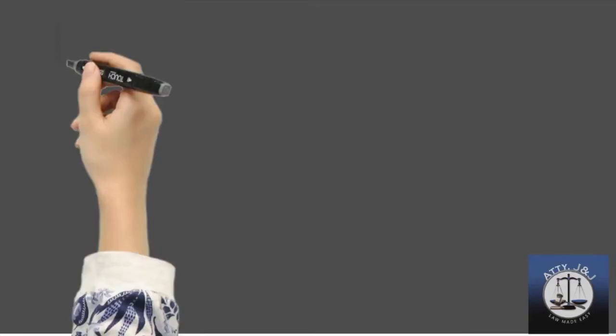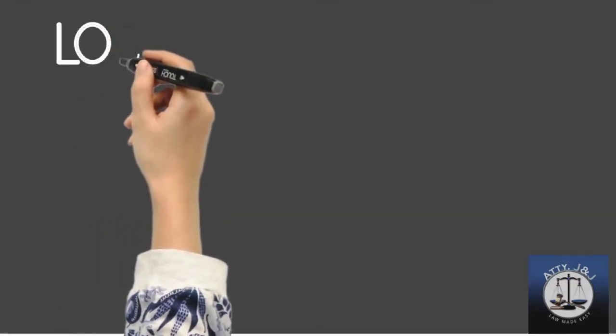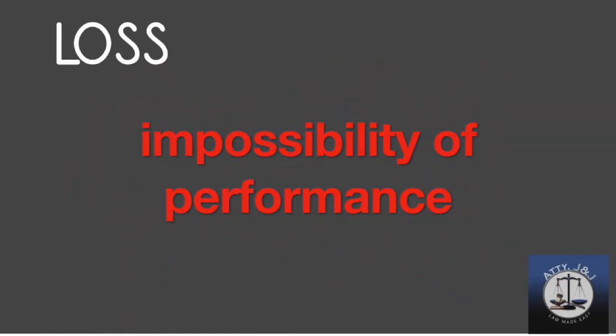Bago natin i-discuss ang Article 1262, klaruhin lang natin para naman on the same page tayo, okay? Loss under this section includes impossibility of performance. Hindi lang siya yung ordinary loss or wala na wala. It also includes in an obligation to do or yung sa mga personal obligations, okay? Loss also includes impossibility of performance, okay?